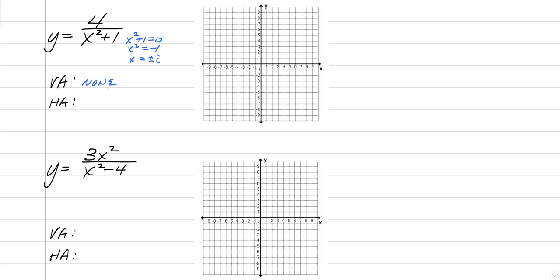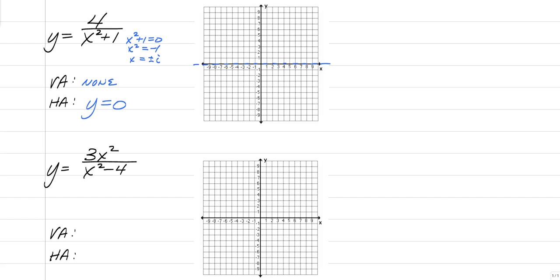Our horizontal asymptote, you have to follow the chart. There is a higher degree in the denominator, or more x's in the denominator. That means it will be y equals 0. So the first thing you're going to want to do is draw a horizontal dashed line to represent that's a horizontal asymptote.